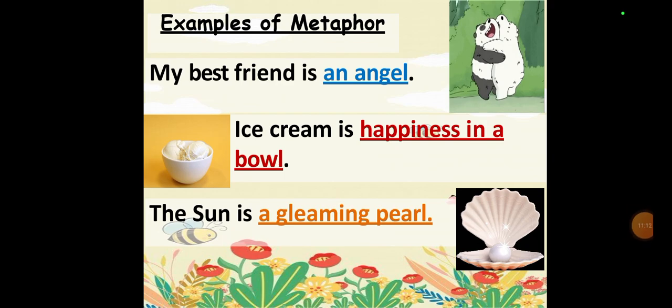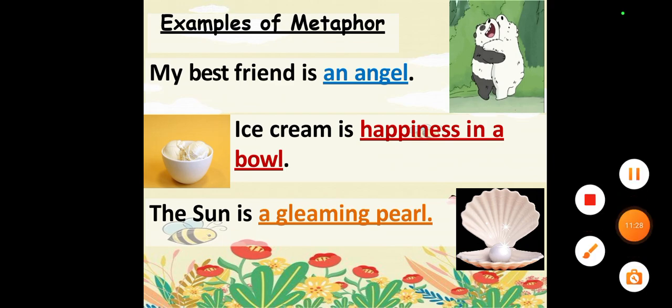Then we have the sun is a gleaming pearl. That means, have you ever seen the sun? The sun just gleams a lot. So they're telling the sun is a gleaming pearl. That tells that it's just as shiny or as white as a pearl. Have you ever seen a pearl? They're talking about that.